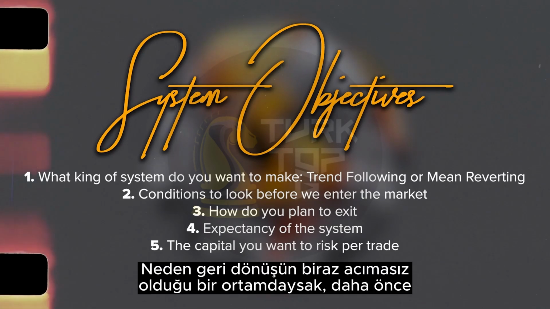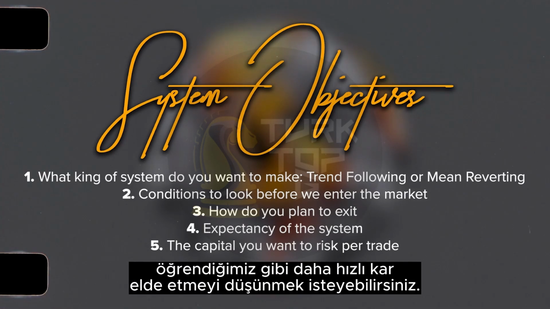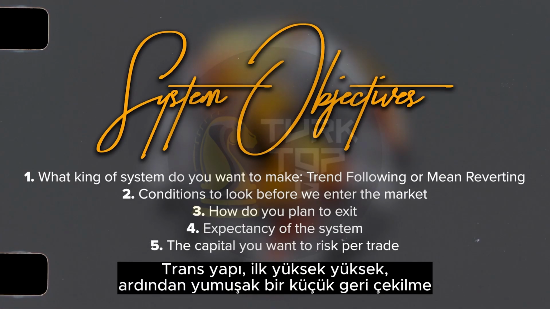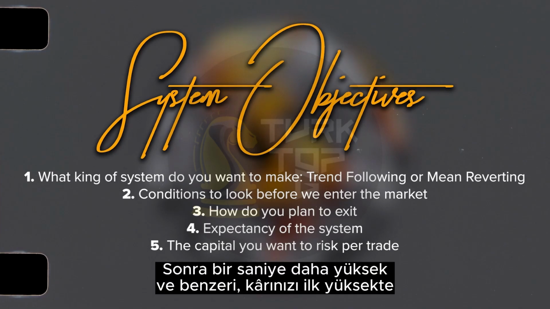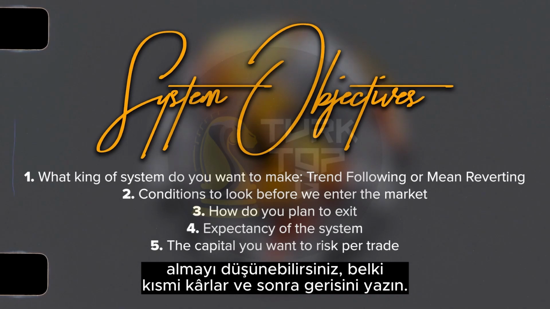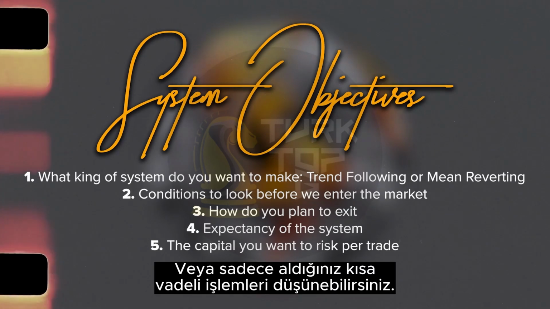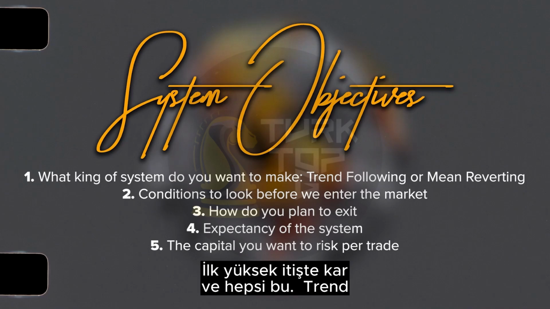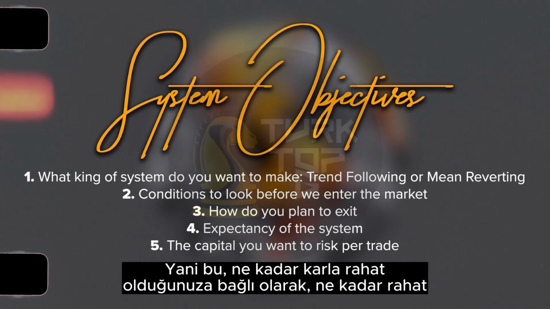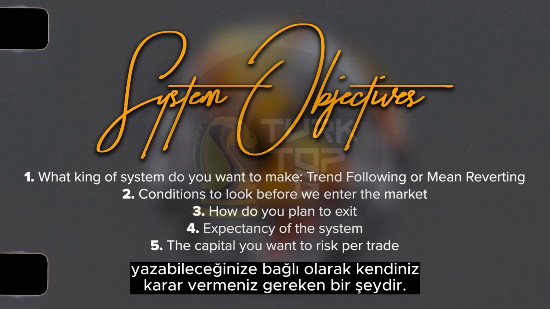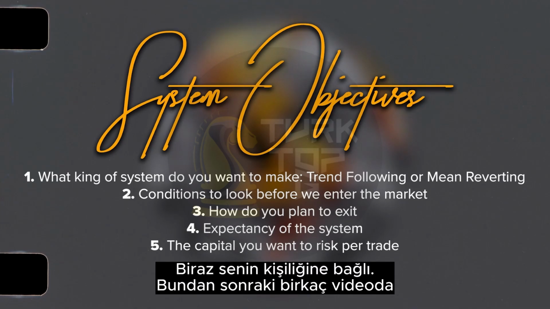While if we are in an environment which is a bit mean reverting, you might want to think about taking profits quicker. As we learned in the trend structure, you have the first higher high, then a small pullback or consolidation to create a first higher low, then a second higher high, and so on. You can think about taking your profits at a first higher high, maybe partial profits, and then ride the rest. Or you can think about short-term trades where you just take the profits at the first higher push, and that's it. You don't care about the rest of the trend structure. So this is something you'll have to decide for yourself based on what you're comfortable with, how much profits you're comfortable riding. A bit of it depends on your personality.